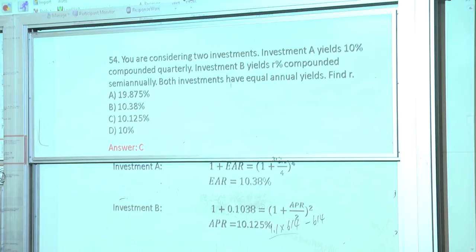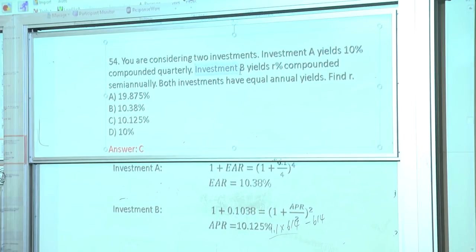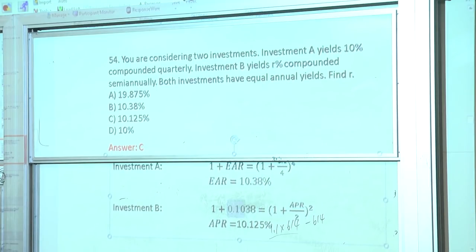Again, same thing. There are 2 investments. Investment A yields 10% APR quarterly, so we can calculate for its EAR, right? So the nominal is 10, CY is equal to 4, and the EAR we can calculate that. And investment B yields the same effective rate. So the EAR should be that. We plug in that number for investment B and calculate for B's APR.